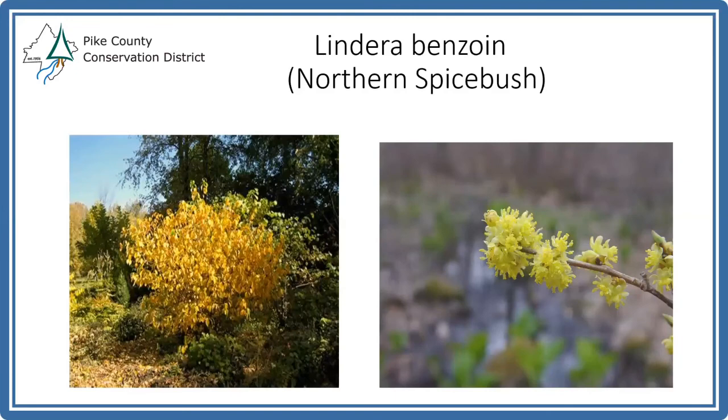Northern spice bush. This is another one you'll see in our forest in early spring. It's a small yellow flower that the pollinators go to. It's one of the early flowers out there that helps the pollinators as they also wake up. Likes wet or moist conditions, can get quite large, about 10, 12 feet, and gets red berries on it in the fall. It's also the caterpillar plant for the spice bush butterfly.